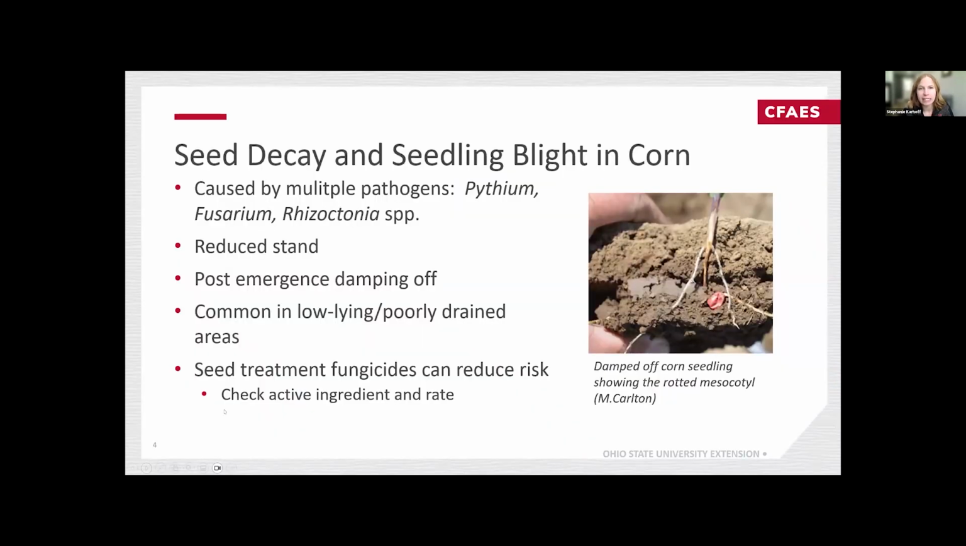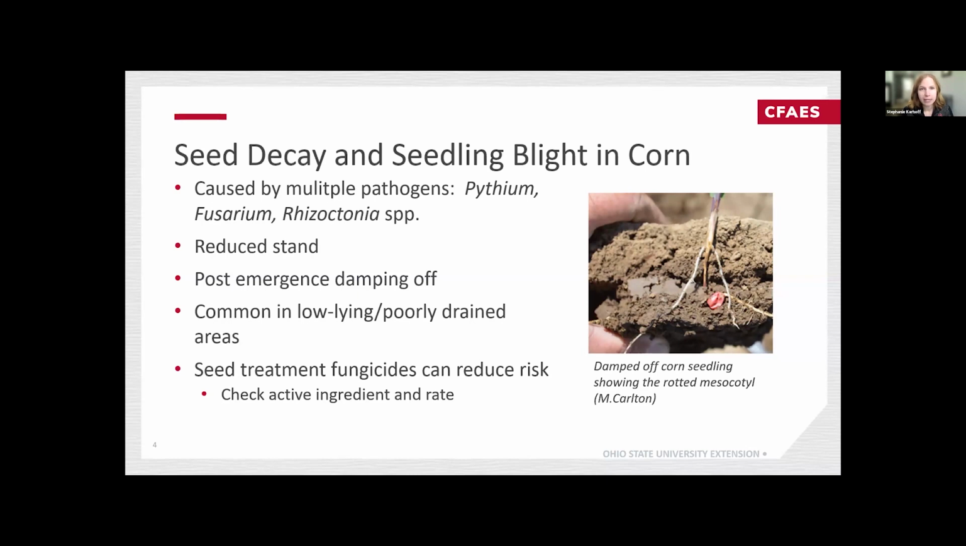So in corn, seedling disease and seed decay is caused by multiple pathogens, and they're typically interacting as a complex. So we can have fungal pathogens like Fusarium and Rhizoctonia species, as well as fungal-like pathogens that you may hear referred to as water molds or oomycetes, like Pythium.